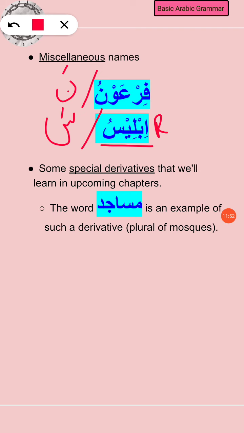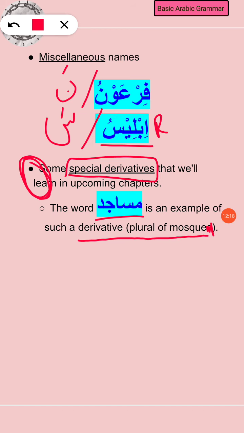Finally, we have some special derivatives that we will learn in upcoming chapters, and we already know this word masajidu because we've been practicing it for, I don't know, 2 or 3 chapters now. So the word masajidu is an example of such a derivative, for it is a plural of mosque. All right, so a little elaboration on this point.